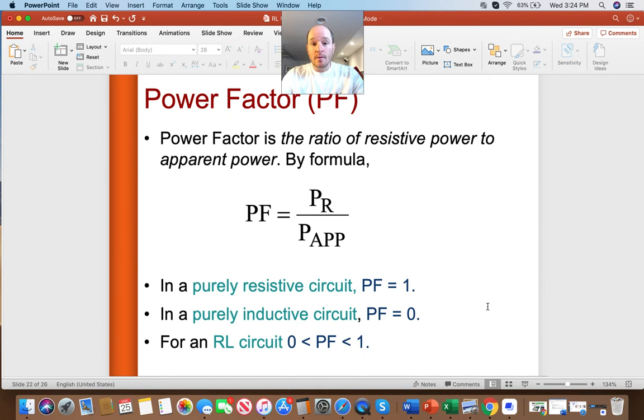Now for the power factor. All right, and so the power factor for this is the ratio of the resistive power to the apparent power. Okay, and the closer you are to 1, the more resistive the circuit is, and the more actual power you will be drawing, the less foam you'll have at the top of that beer.